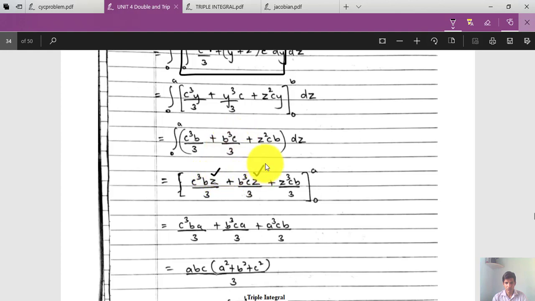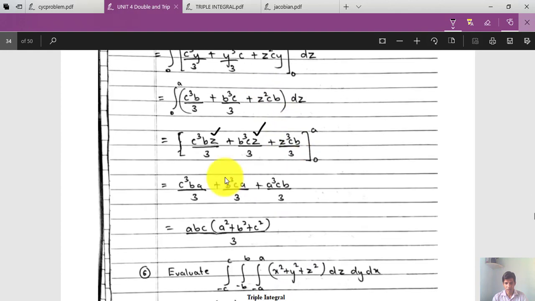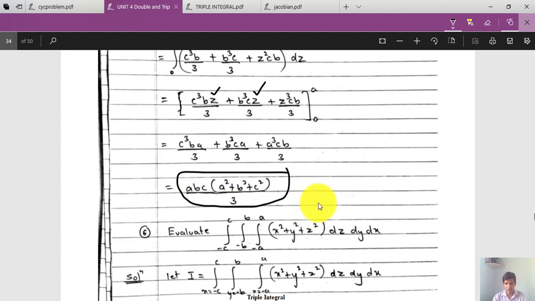integration of here also the constant is z, and integration of z square is z cube by 3. Finally I get c cube ba divided by 3 plus b cube ca divided by 3 plus a cube cb divided by 3. So this turns out to be the final answer, right?